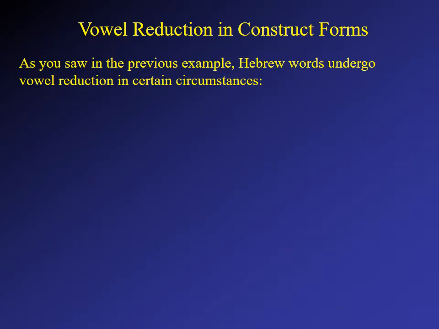In the previous example, you saw the vowel reduction of the word davar as you know it from your vocabulary, with kamats under the first letter and kamats under the second letter. You saw it become devar when placed in construct with Adonai. So the kamats in the first root letter became vocal shva. The kamats under the second root letter became patach. So you see a shortening of the vowels.